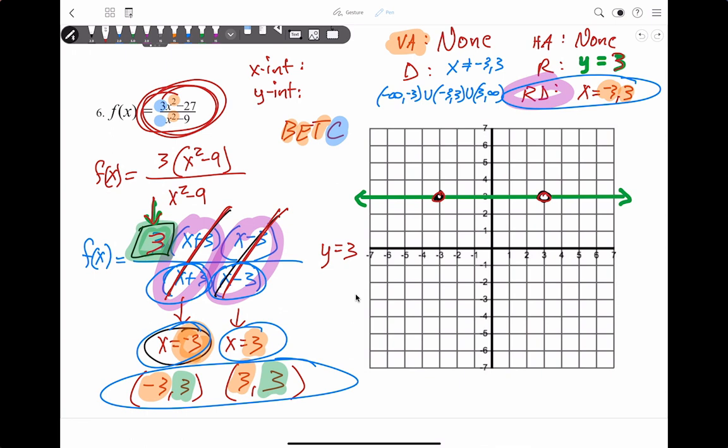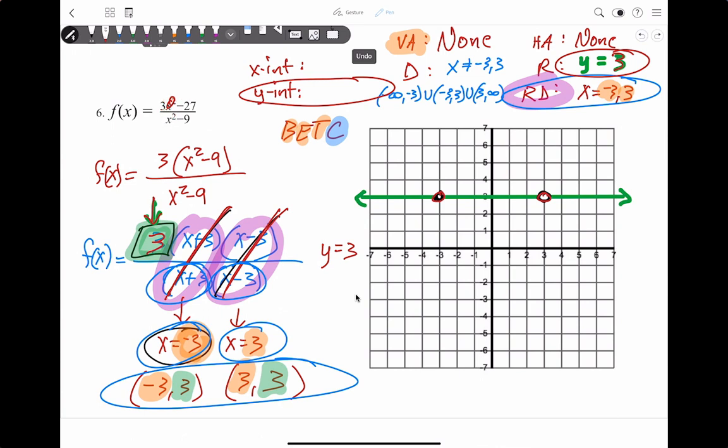I hope that this does help. Let me finish this off by talking about the x-intercepts and the y-intercepts. The y-intercept is the easier one because you're just putting 0 in for x. So I'd have 0 over 0, and then this -27 divided by -9, which is a +3. So y equals 3, which is right here, aka (0, 3) if you put it as a point.